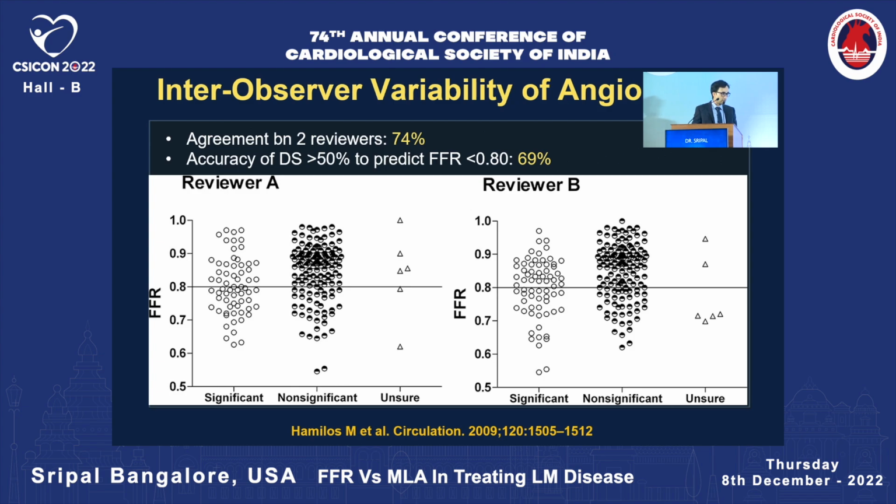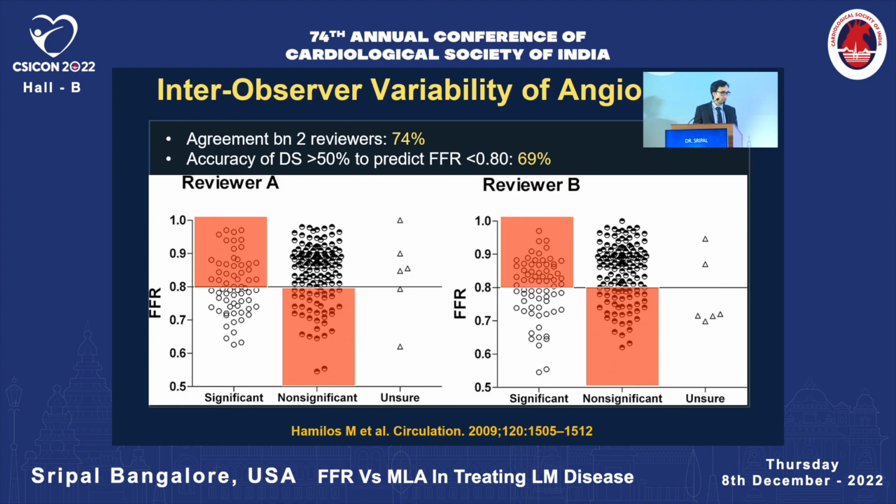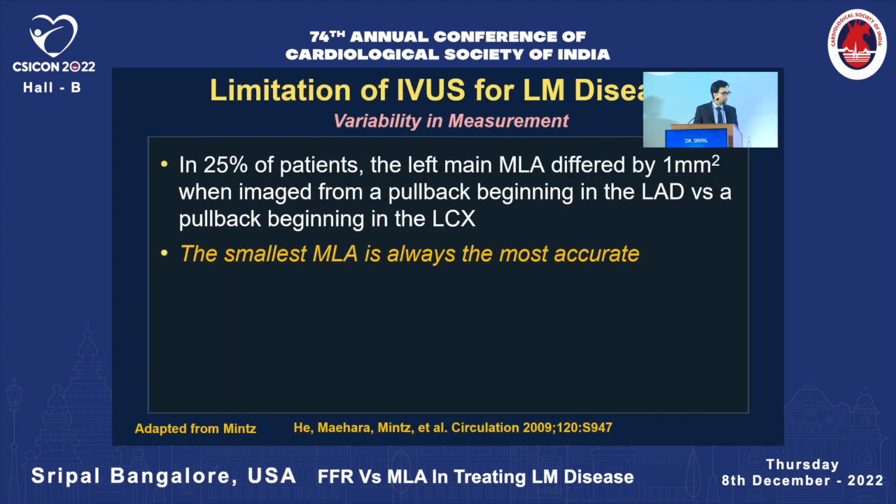There is also a lot of inter-observer variability of left main stenosis determination on angiography. So here in this study, you can see that the agreement by two reviewers was only 74%. And of course, there are a lot of lesions which are overcalled or undercalled, and even between the two reviewers, there is a significant disagreement as to which lesions are significant. What about going beyond angiography?